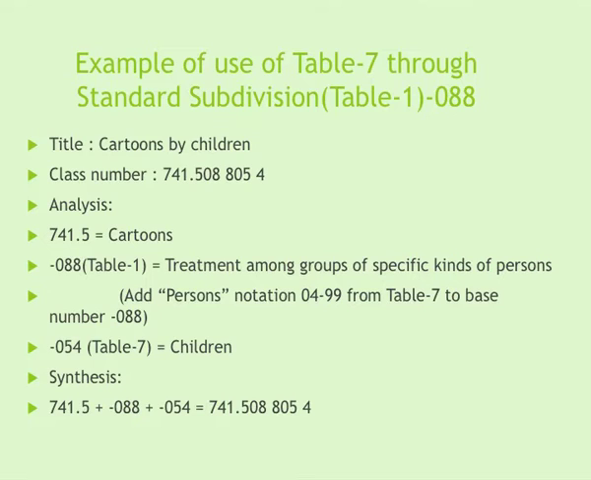088 is treatment among a group of specific kinds of persons. Here we find the instruction to add persons notation from table 7 to 088. So, we can add the number of children after 088. So, for the complete number, 741.5 is the number for cartoons in the main schedule. Then we attach 088, and then the number for children is 054. So, similarly, we have the complete number 741.5088054.